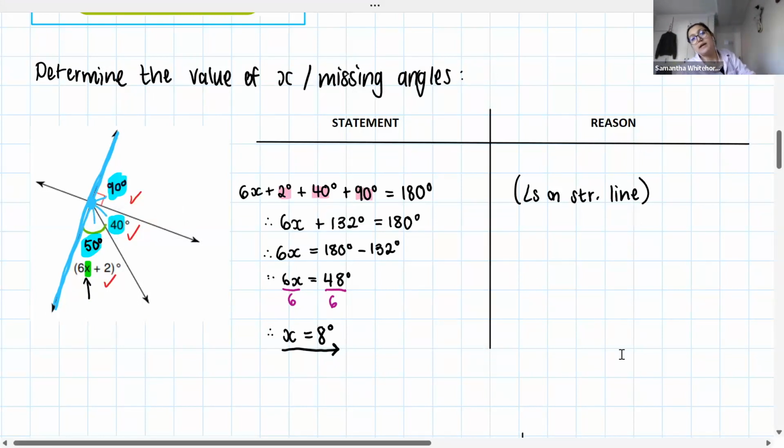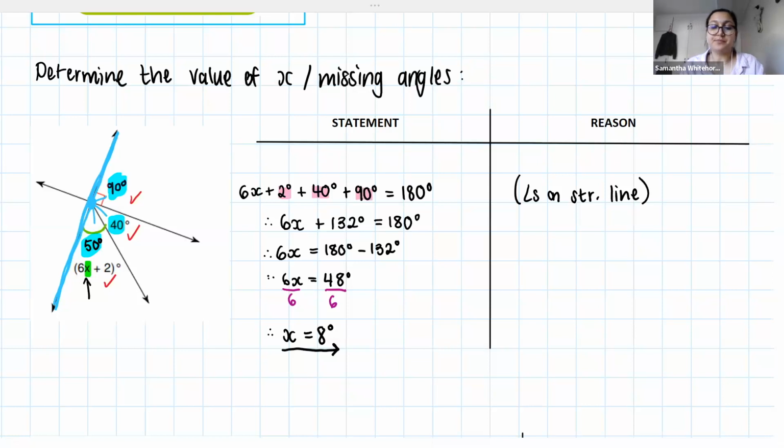Okay, so really importantly in geometry, when we are making a statement, when we are starting to do our working out, we need to remember to always give a reason. Like I say, often we're going to have to solve an equation, and we need to be comfortable solving equations.